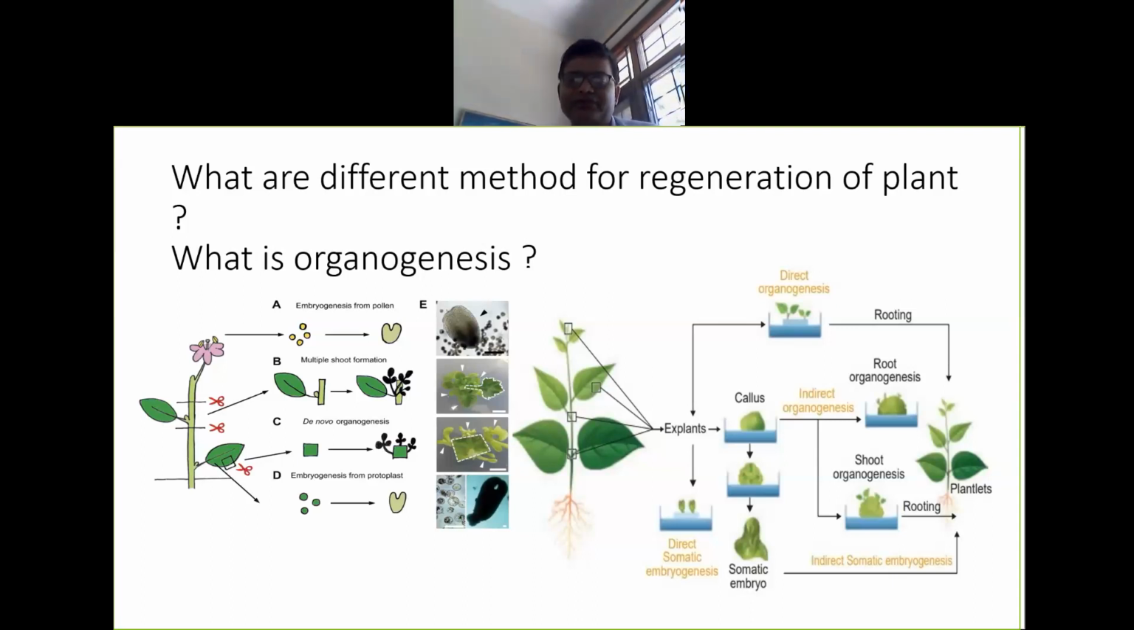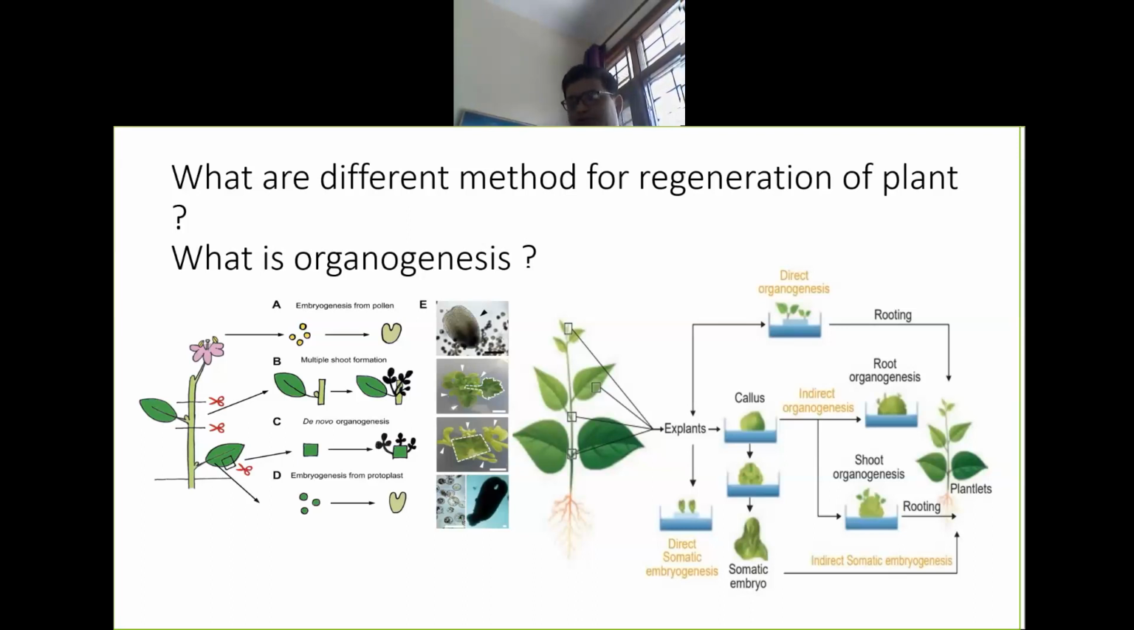If we utilize a high concentration of cytokinin, it favors the formation of shoot. If a high concentration of auxin, it will favor the formation of root. So you will find these things, meaning the scientist who was associated with the formation of organogenesis first time, it was given by F.